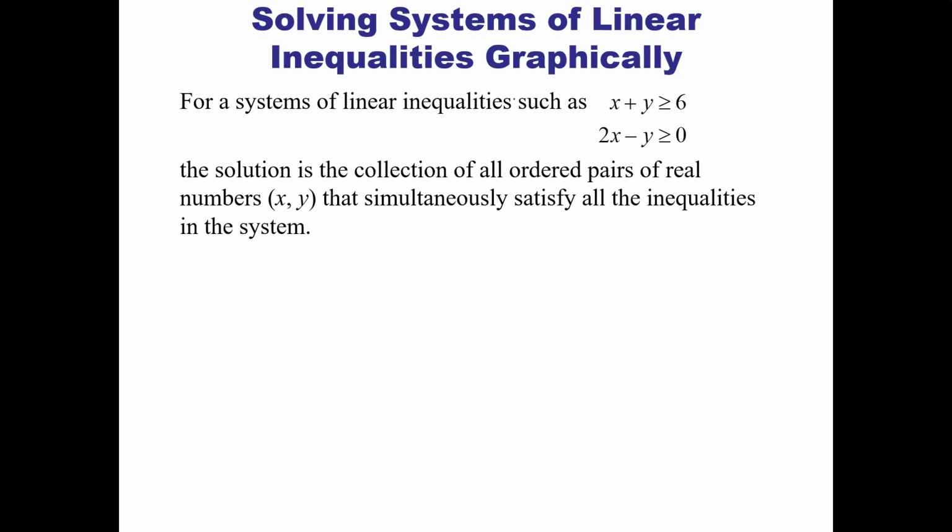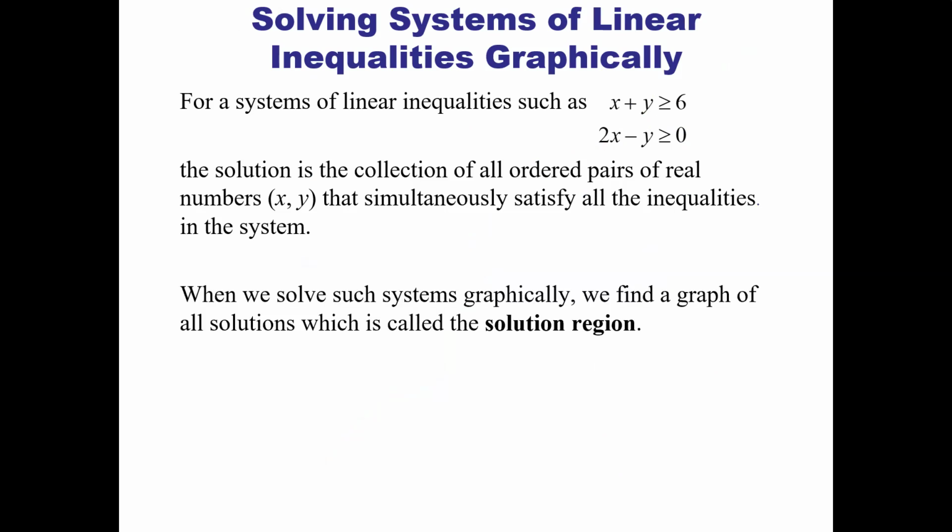Basically, for a system of linear inequalities, such as, say, x plus y is greater than or equal to 6 and 2x minus y greater than or equal to 0, the solution is going to be the collection of all the ordered pairs of real numbers, x and y, that simultaneously satisfy all the inequalities in the system. So it has to satisfy both of those.